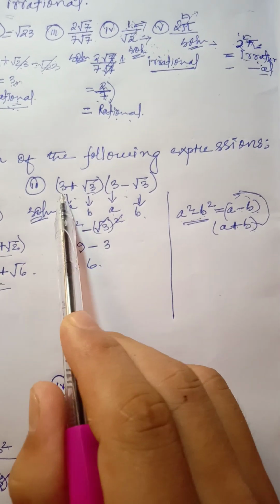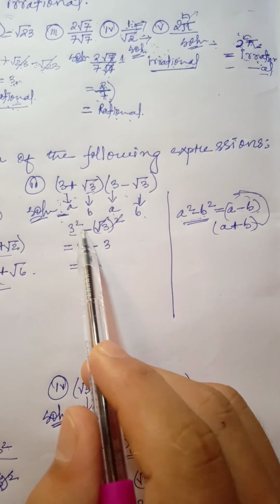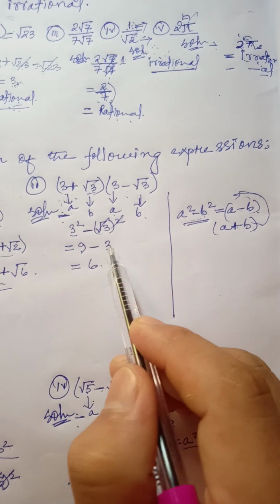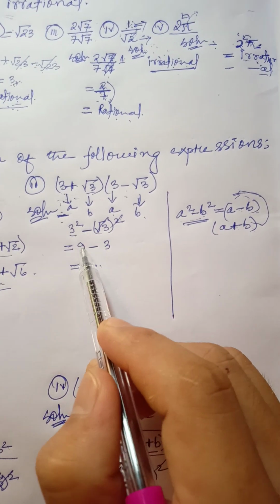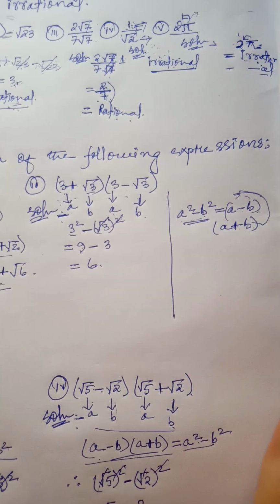So what is a? That is 3, so 3 square. Then root 3 square: the square and root cancel, so that comes out as 3. 3 square gives you 9, and 9 minus 3 gives you 6. Okay, is it clear?